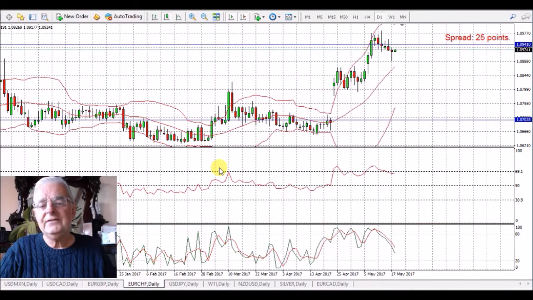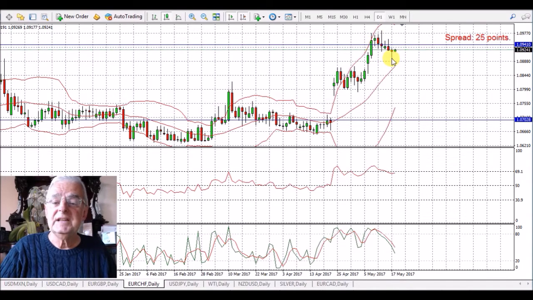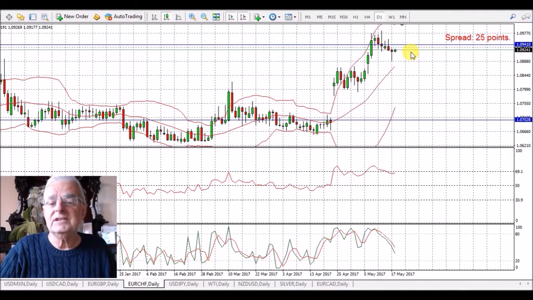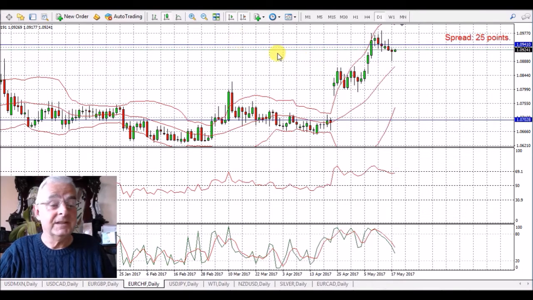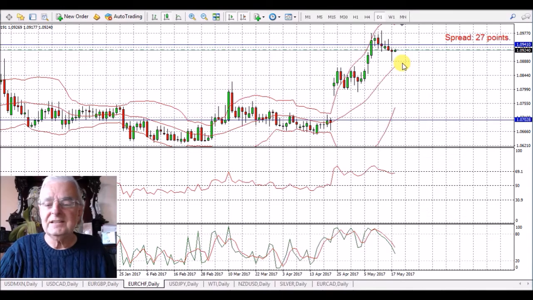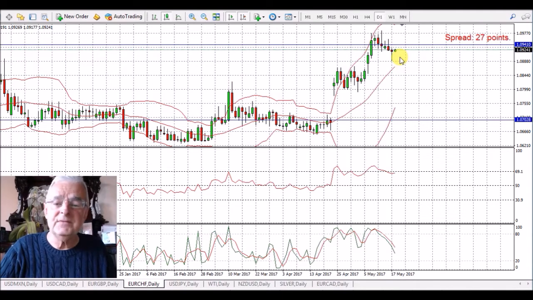Euro CHF, I got into this yesterday. I see this as a really good short. I'm at entry. The euro obviously has risen quite a lot, but the Swiss franc has kept up with it. So what I expect is the money to flow out of the euro into the Swiss franc, and I'm expecting this to short. And the commitment of traders is with me.